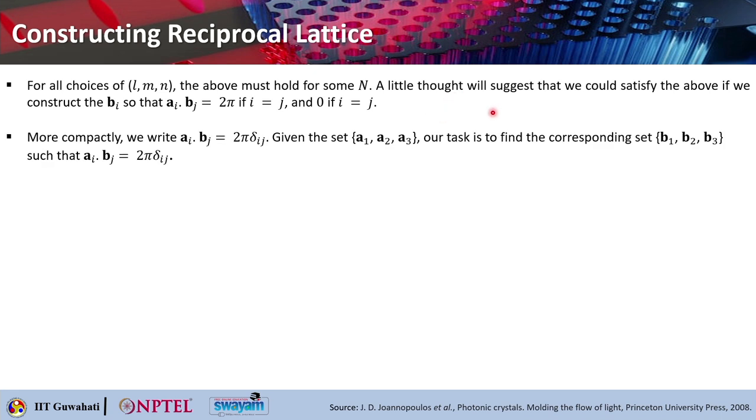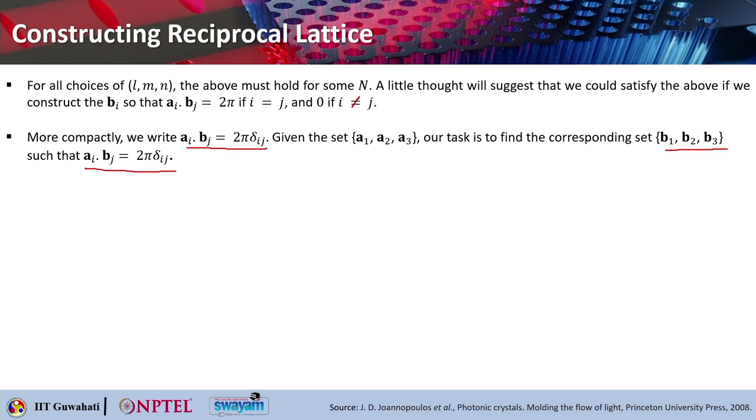Now, a little thought will suggest that we could satisfy the above if we construct Bi so that Ai dot Bj equals 2 pi if i and j are equal, and this product is 0 if they are not equal, okay? More compactly, you can write that Ai dot Bj equals 2 pi delta ij. When i and j are equal, delta ij will be 1, and when i and j are not equal, it will be 0.